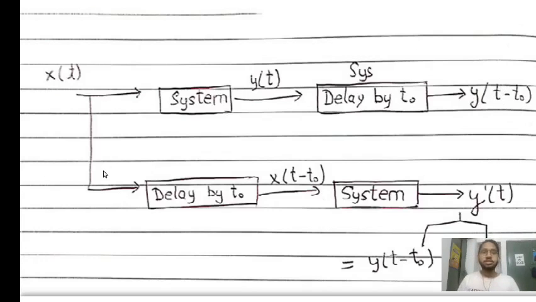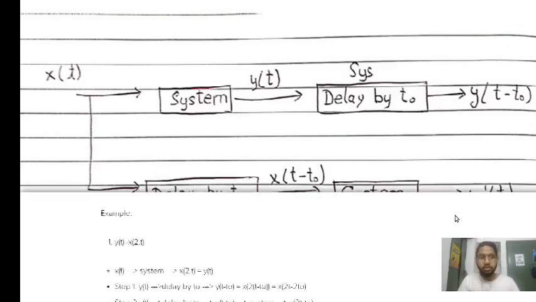In the second case, instead of delaying the output signal, we give the delay to the input signal x of t. We delay the input by t naught, and the result is x of t minus t naught. Then we feed this delayed input to the system, and it gives y dash of t. If this y dash of t equals y of t minus t naught, which was obtained in the previous case when we delayed the output, then the system is time invariant. But if it is not equal to y of t minus t naught, then it is a time variant system.